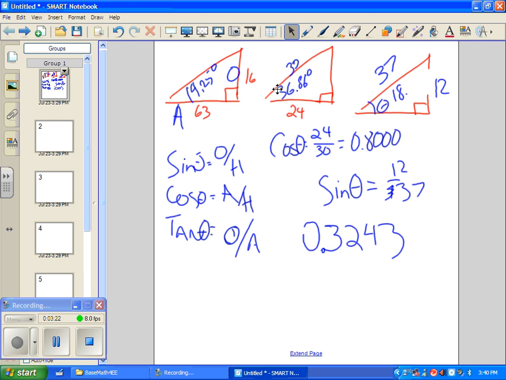18 something degrees. 18.92, almost 19 degrees. Very good. So this is not that hard, right? Would everybody agree with that? More or less? Anybody not understand what we're doing here? Sine, cosine, and tangent are just relationships between the sides, and we usually have one of them. Now let's go back and let's find the missing side.